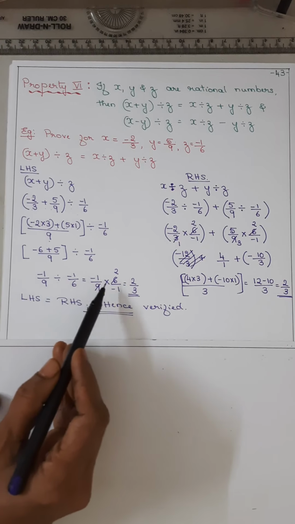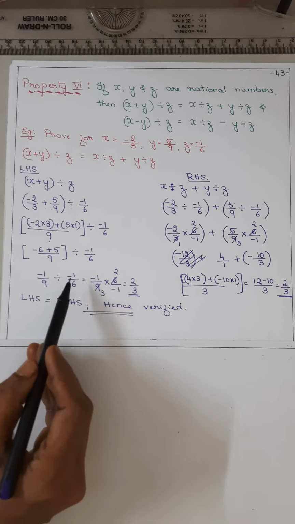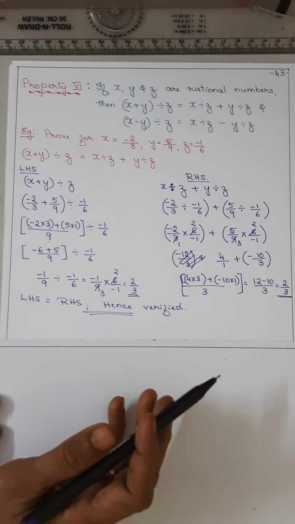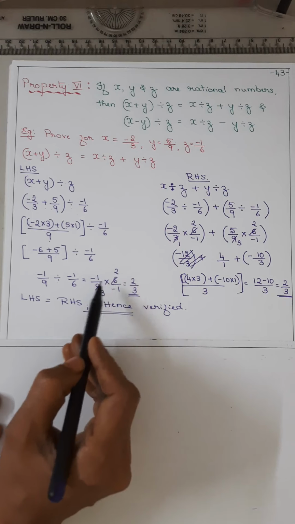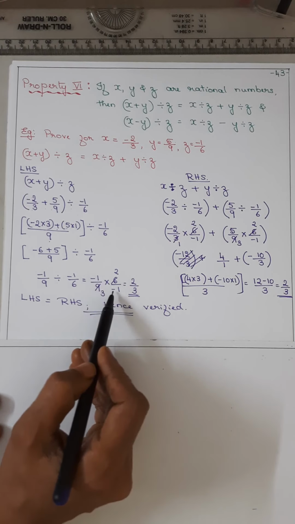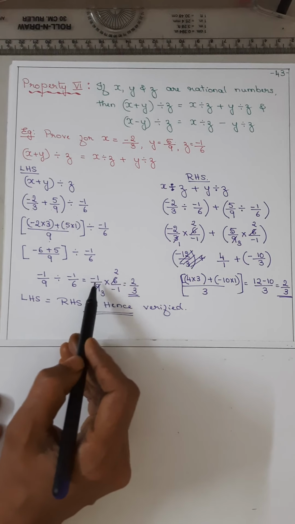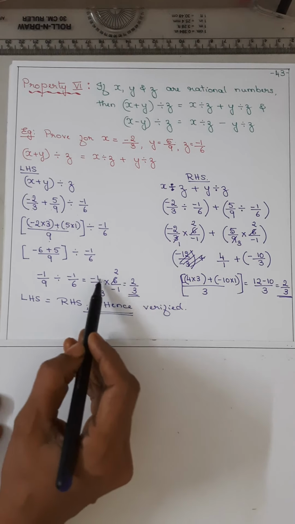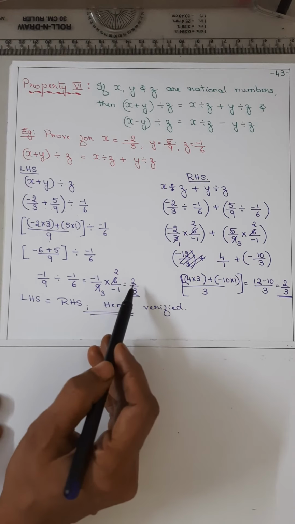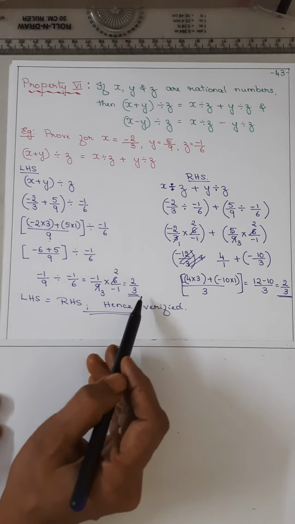Division sign change to multiplication. Minus 1 by 6 becomes 6 by minus 1. Now 3 2s are 6, 3 3s are 9. So this is minus, here also minus. So it will be plus. 1 2s are 2, 3 1s are 3. So we got it to be 2 by 3.